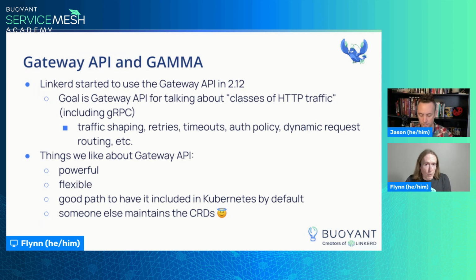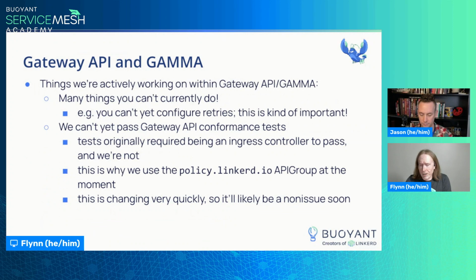There are also, of course, some things that we are very actively working on within Gamma and the Gateway API to try to improve the situation. The biggest one is that there are a lot of things you just cannot yet do within the Gateway API. A great example of this is retries. You cannot currently configure retries in any standardized way using the Gateway API. And retries are obviously important. So this is an area where we need to figure out how to drive this forward so that it becomes something that makes sense within Gateway API.